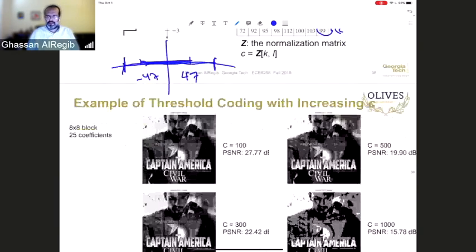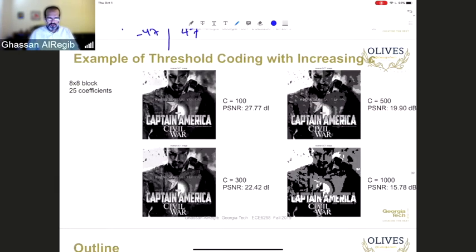So let's look at some examples using this. You will play with these experiments in your homework next week. What we have is 8x8 DCT blocks. We keep the first 25 DCT coefficients exactly, and for these 25 coefficients, we quantize them. So now I have a fixed quantizer for all 25 coefficients.